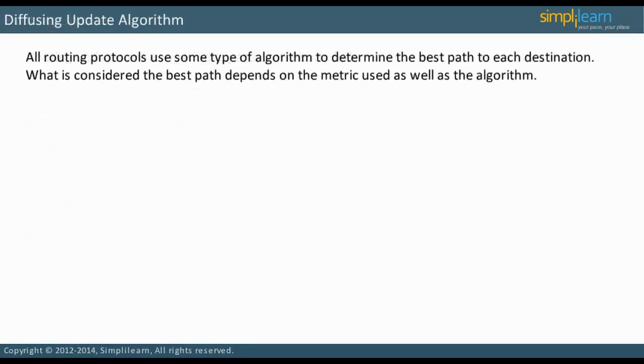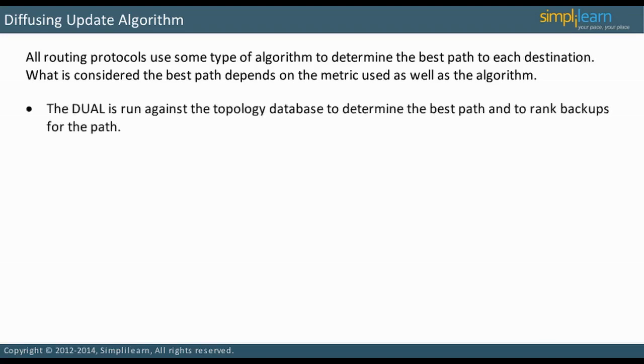All routing protocols use some type of algorithm to determine the best path to each destination. What is considered the best path depends on the metric used as well as the algorithm. The algorithm used in EIGRP is DUAL, developed by Dijkstra. DUAL is run against the topology database to determine the best path and to rank backups for the path.